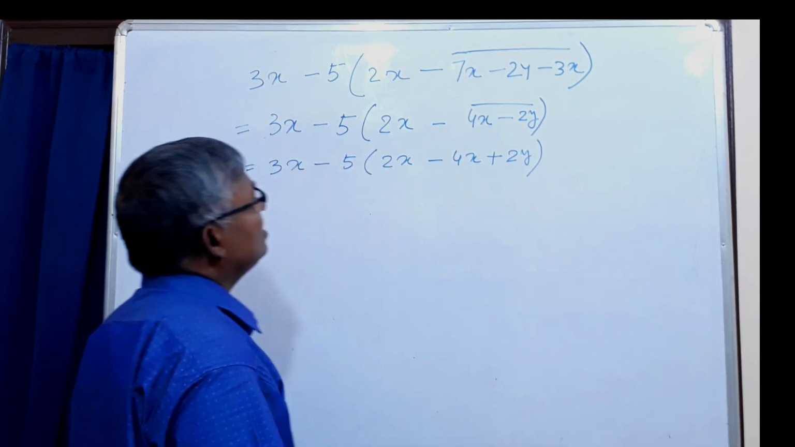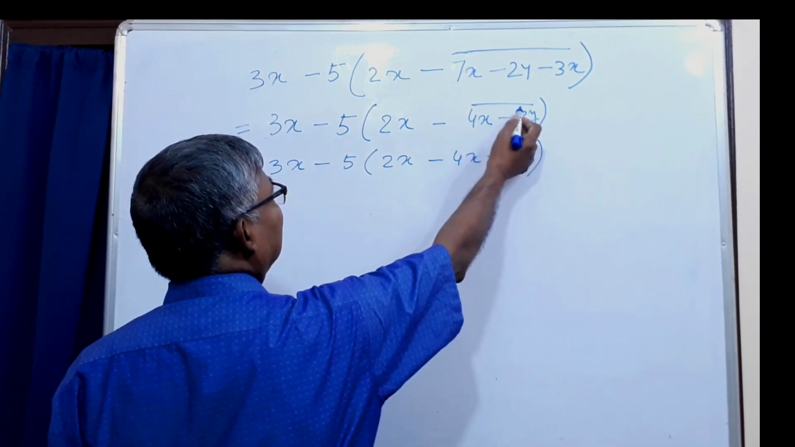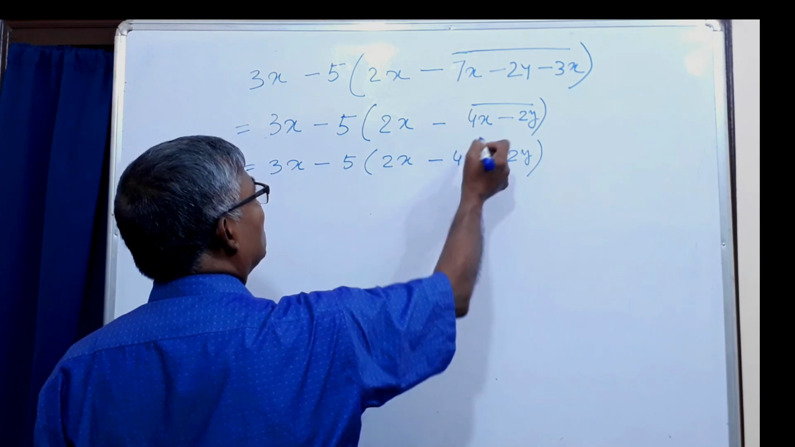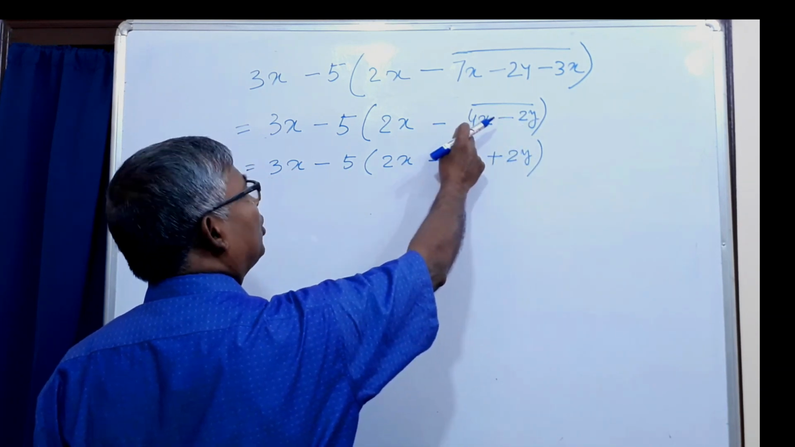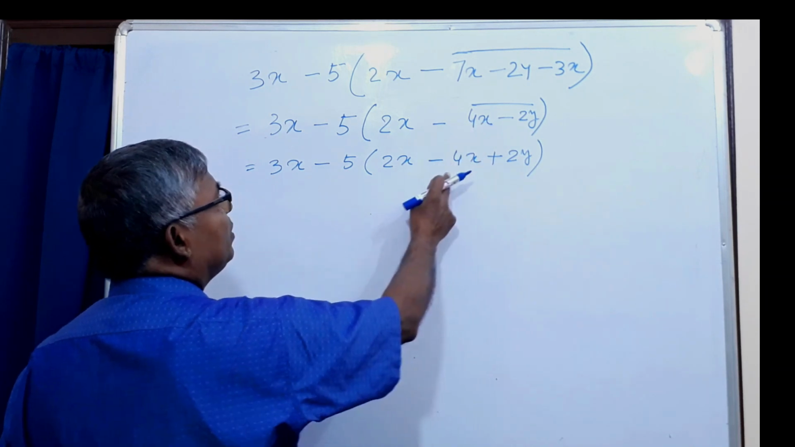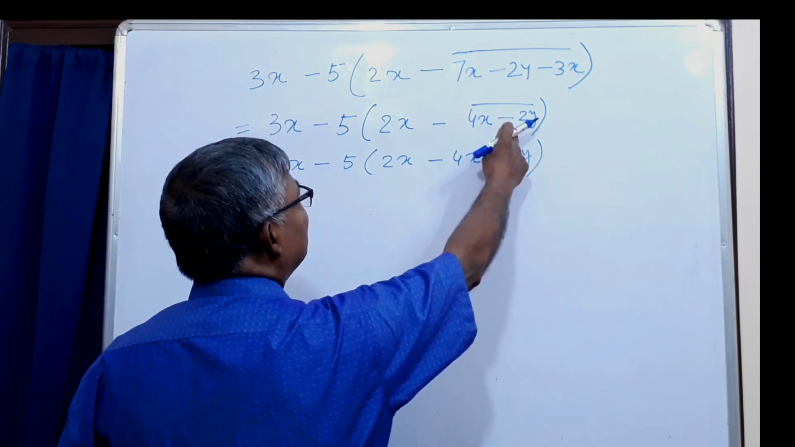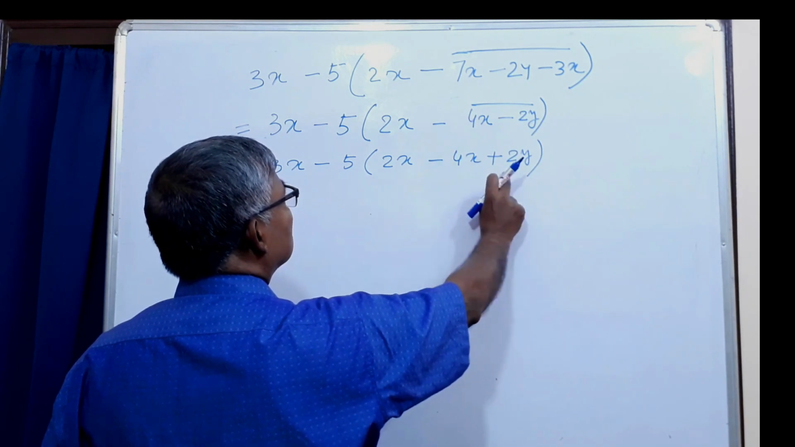You have already learned outside the bracket it is negative, so the change of sign will be made. Here it is 4x positive, so it will be negative, and here is negative, it will be positive. So plus 2y.